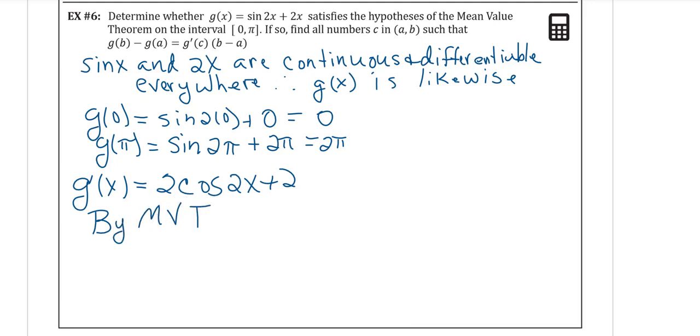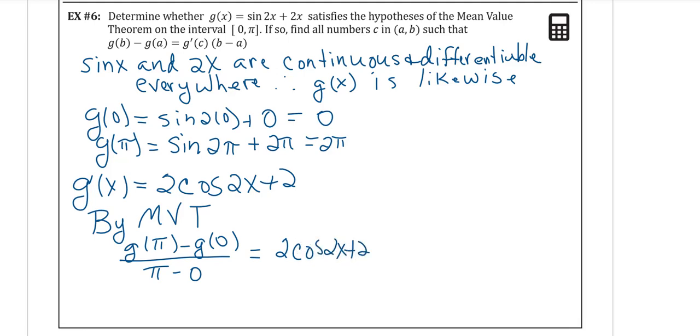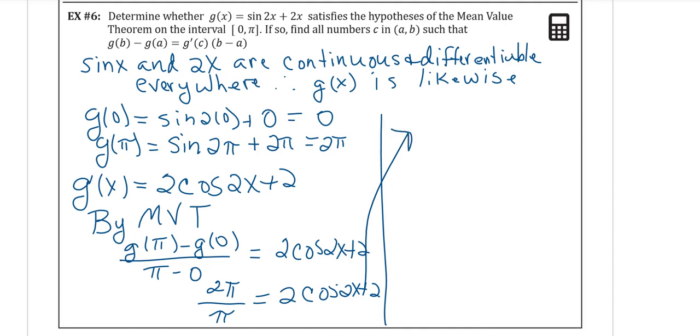And we're going to say that g of pi minus g of 0 over pi minus 0 has to equal my derivative. That's what the mean value theorem says, because that gives you the slope of the tangent line. So I'm going to have 2 pi over pi is going to equal 2 cosine 2x plus 2. So let me come up here now. Let me change color so it's a little easier to see. The pi's will cancel. So I have 2 equals 2 cosine 2x plus 2.